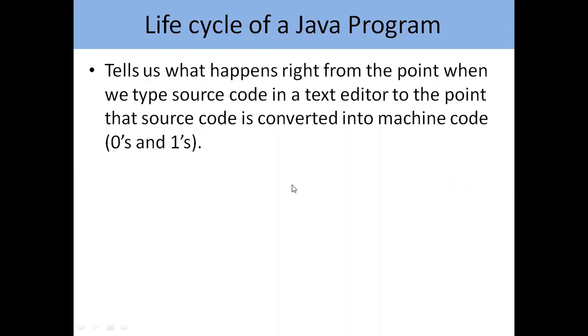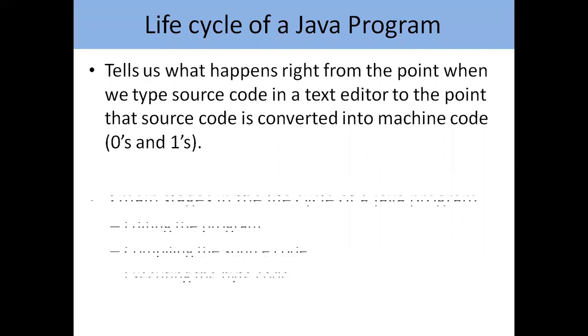Today's topic is the life cycle of a Java program. The life cycle of a Java program tells us what happens right from the point where we type the source code in a text editor to the point that source code is converted into machine code, which is nothing but a combination of zeros and ones. And there are mainly three different stages in the life cycle of a Java program.